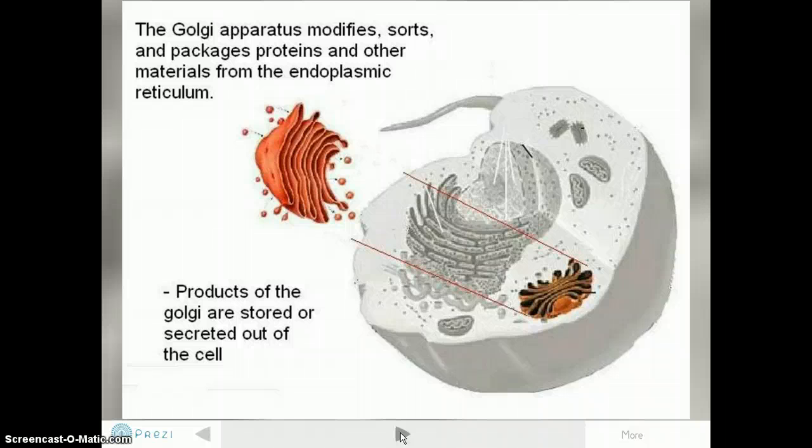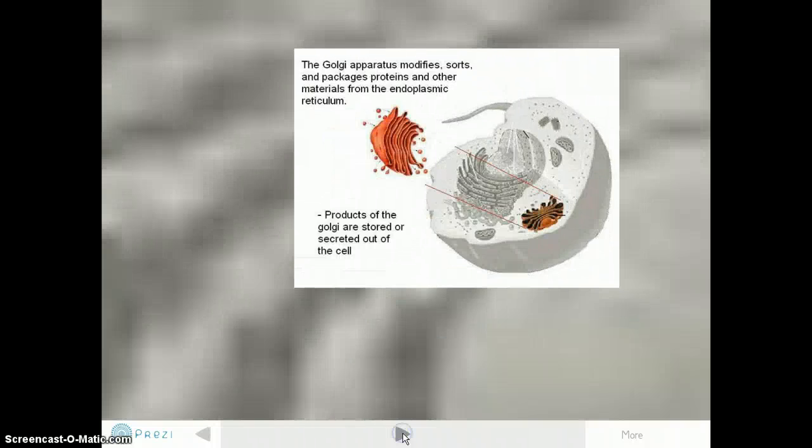Okay, so some of the time the job of it is to package it up and send it off out of the cell, or sometimes it packages it for stuff that gets used within the cell. Some people call the Golgi like the post office because it's where you go to package stuff to send it somewhere else.